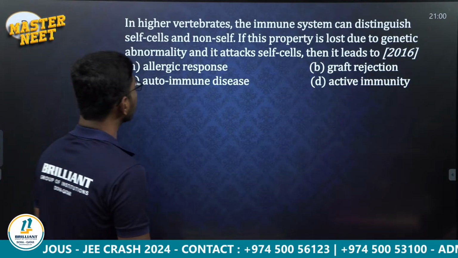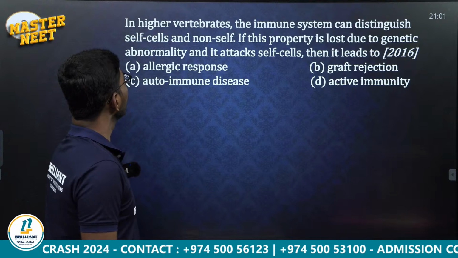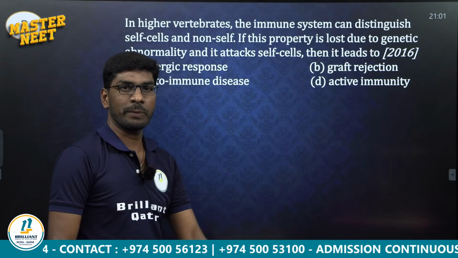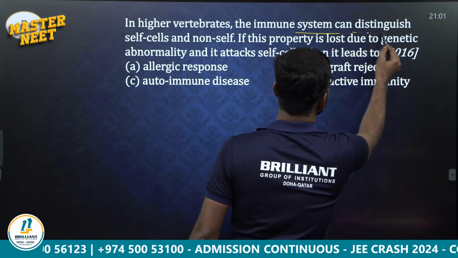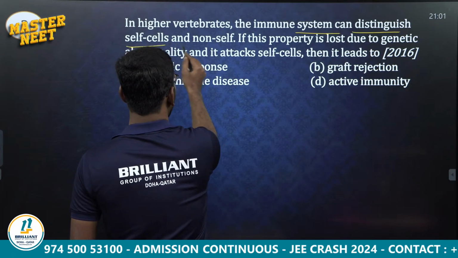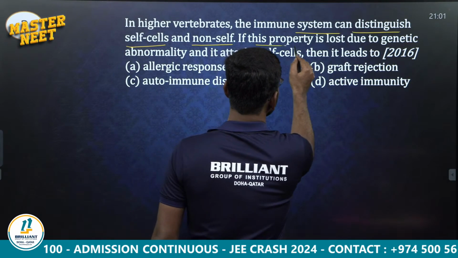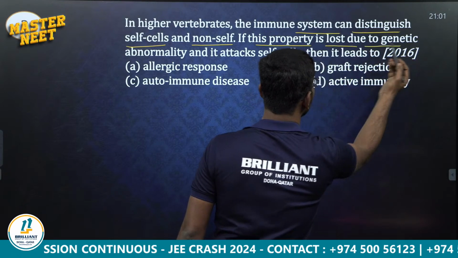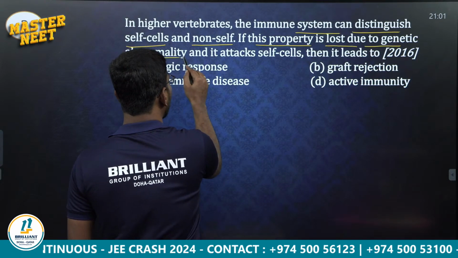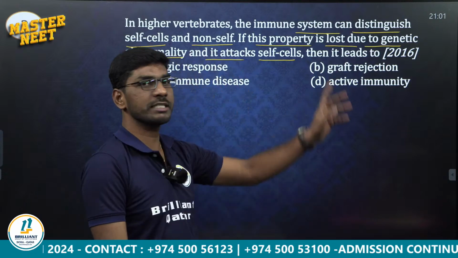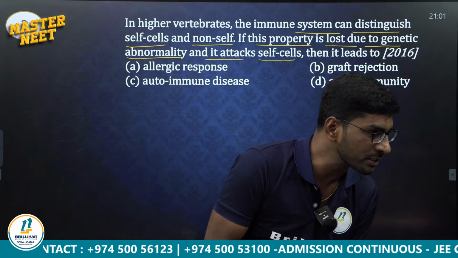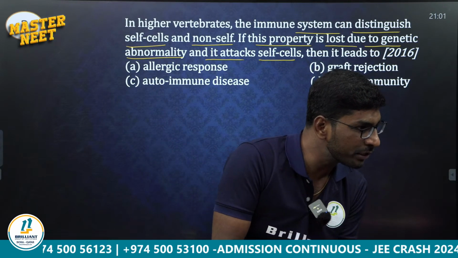Right, look here. Next question. Question number 3. In higher vertebrates, the immune system can distinguish self cell and non-self cell. If this property is lost due to a genetic abnormality and it attacks self cells. 2016 again question. How many of you gave the correct answer? Right, Venkata, very good beta. Nayan, very good, absolutely correct.